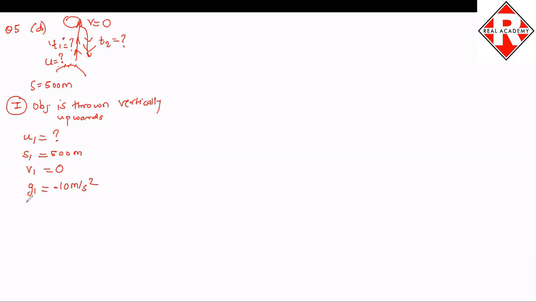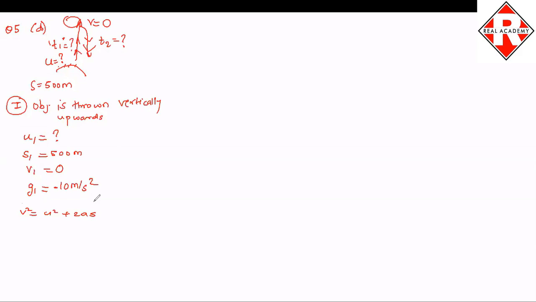Is this clear? Since I am using u, s, v, g, t, all these things, I need to use Newton's equations of motion, the kinematical equations. So which equation can we use? We can write from Newton's equations of motion, v square is equal to u square plus 2as. I can use this because I know v, that is 0. I want to find u. I know a and I know s. So in that case, it will be easier for me to find u.